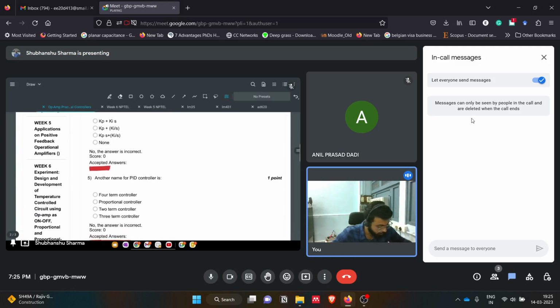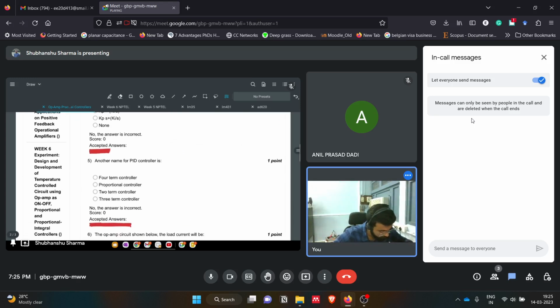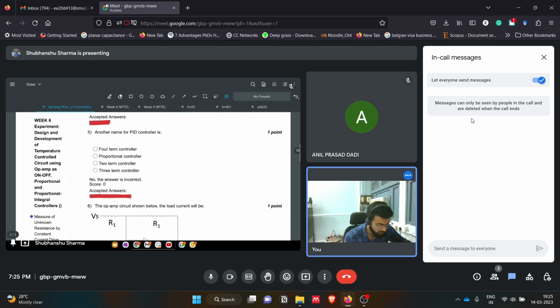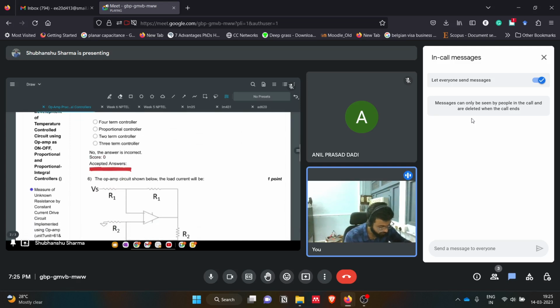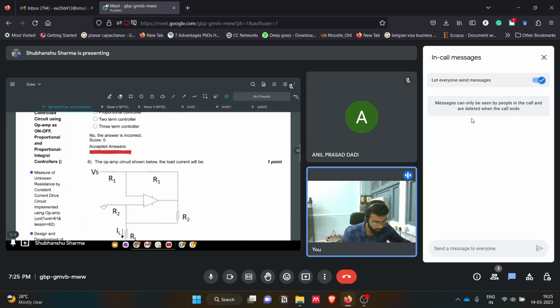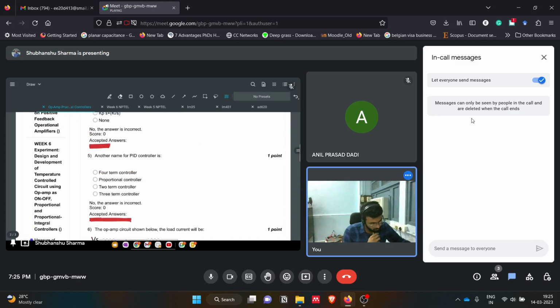Another name for the PID controller is... you can look up what the other name of the PID controller is in any textbook, go through it and check it. That is also easy.